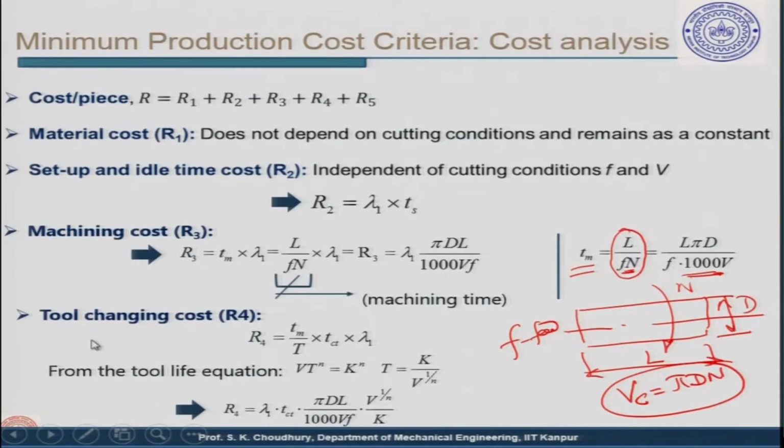Okay. Next is the tool changing cost. Tool changing cost is R 4. R 4 will be determined by how many times we have changed the tool, into the time taken for changing the tool each time, and that multiplied by the overhead and the labor cost. So, T m by T is the frequency of tool changing, into the time that is taken for changing the tool.